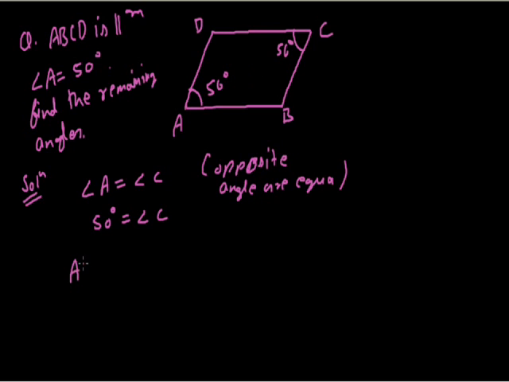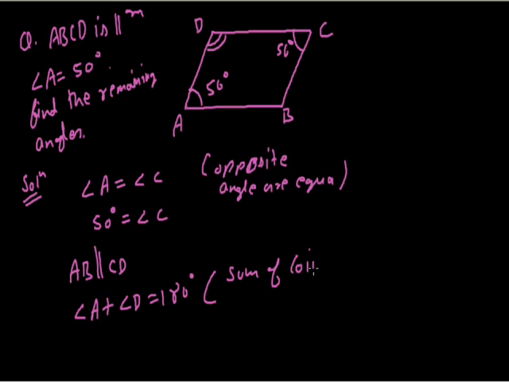Now as the line AB is parallel to CD, the sum of the co-interior angles, that is angle A and angle D, should be 180 degrees. Why? Because these two lines are parallel, that is AB is parallel to CD. So angle A plus angle D should be equal to 180 degrees. Why? The sum of co-interior angles is 180 degrees.